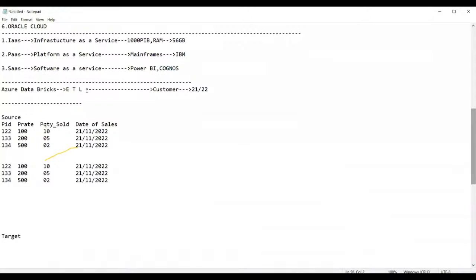But now, instead of this, I will make the rate 200, here the rate 300, and here the rate 1000. That's it. Product quantity sold stays as it is, but I'm changing the date to 22. Now guys, here you have it. As you have these two days of data, tell me, is the data here or not?